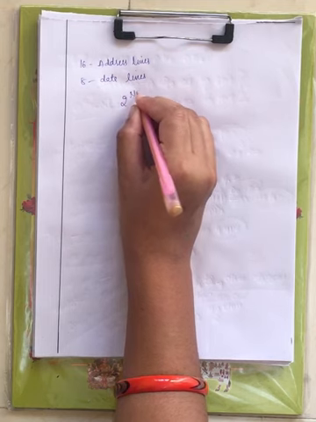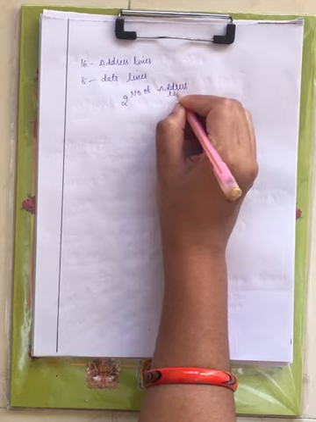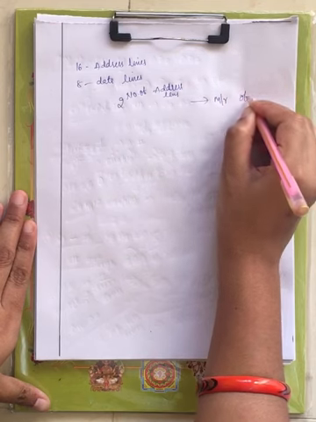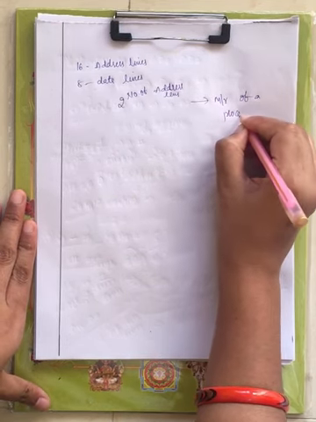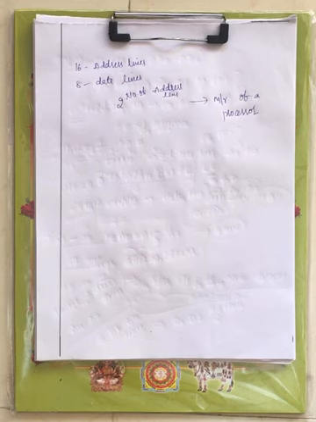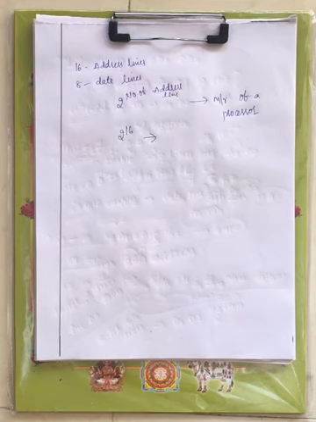2 power number of address lines will give you the memory of a processor. This is very, very important. How many address lines are present for your 8085? 2 power 16. This is the memory of a processor, that means to that extent it can store the data bits.